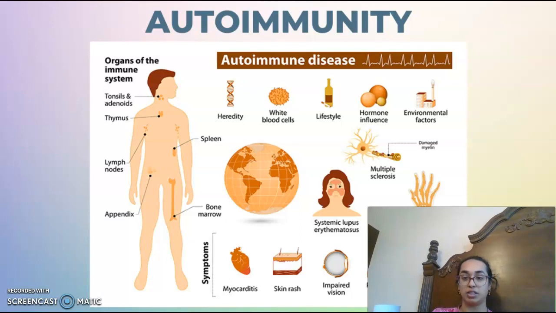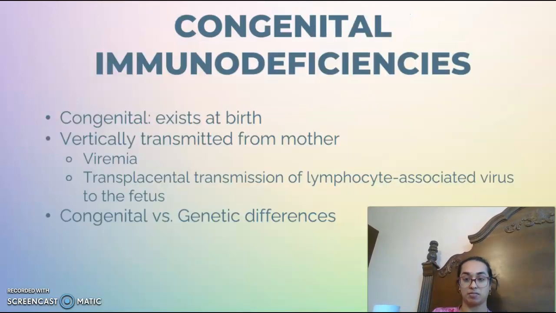And so in this image, we can see the organs that the autoimmune diseases affect, what factors come into play with this kind of disease, such as lifestyle, environmental factors, and potential symptoms such as impaired vision, skin rash, myocarditis, and disease examples such as rheumatoid arthritis.